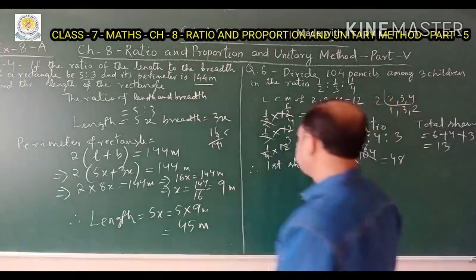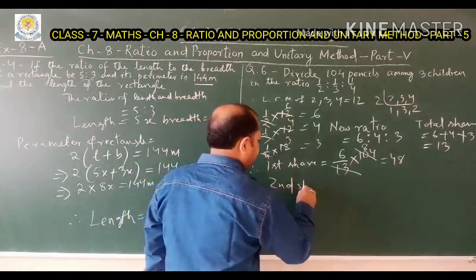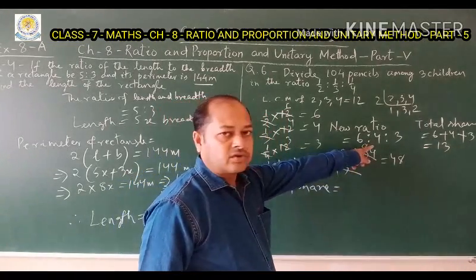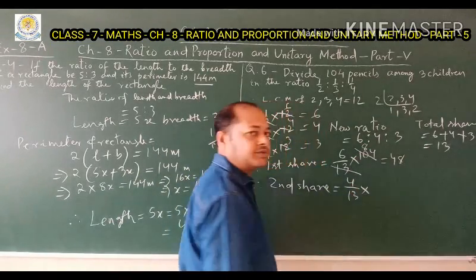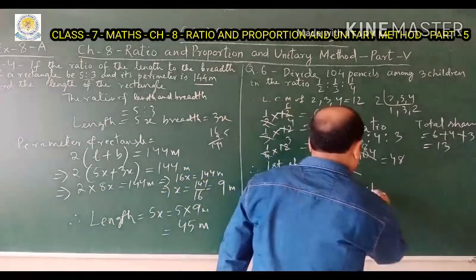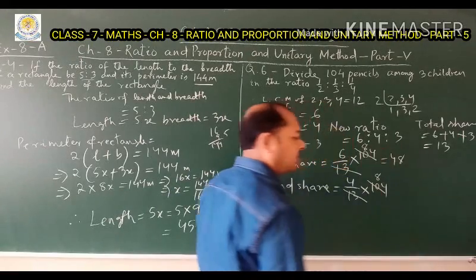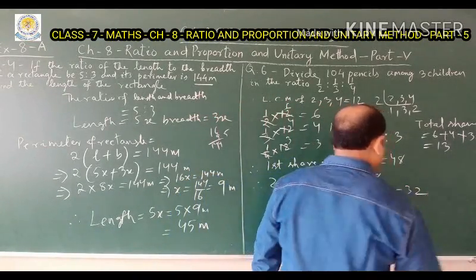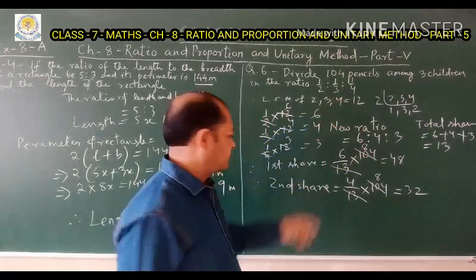What about the second share? Therefore second share is 4. So 4 upon 13 into how much? Total number of pencils, 104. Again 13 eights are 104, 4 eights are 32. Okay, now we'll find out the third share.